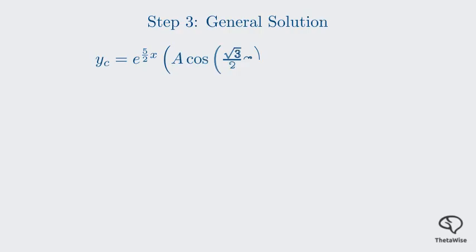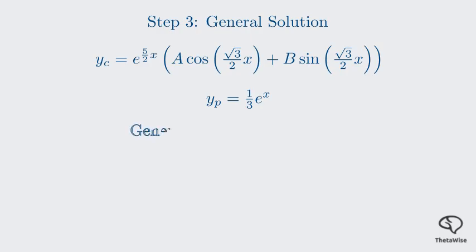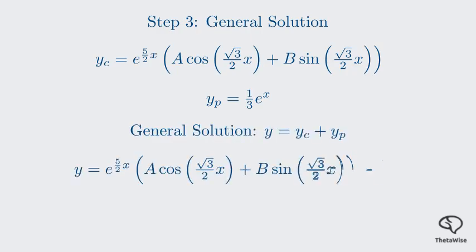We have now completed the 2 main parts of our solution. Let's recap what we have. We found the complementary function, y sub c, and the particular integral, y sub p. The final step is to combine these 2 parts to form the complete general solution. Remember our formula, y equals y sub c plus y sub p. So we simply add the expression for y sub c and the expression for y sub p together.